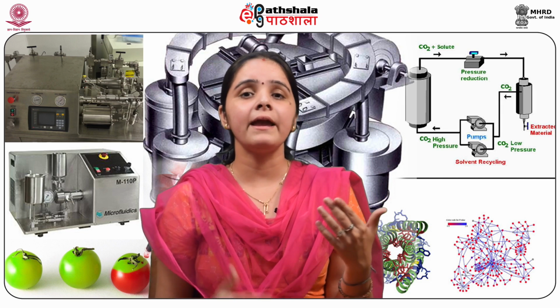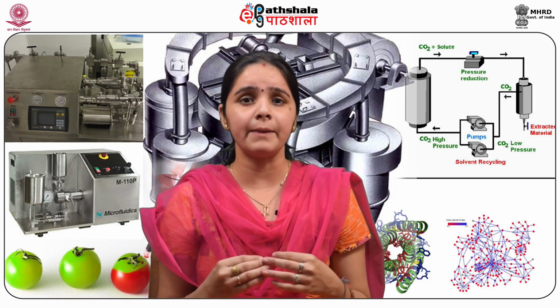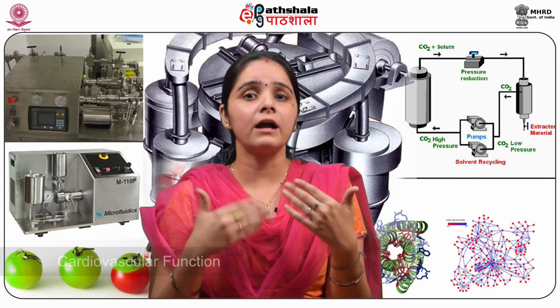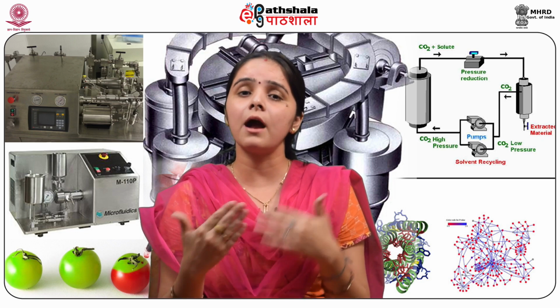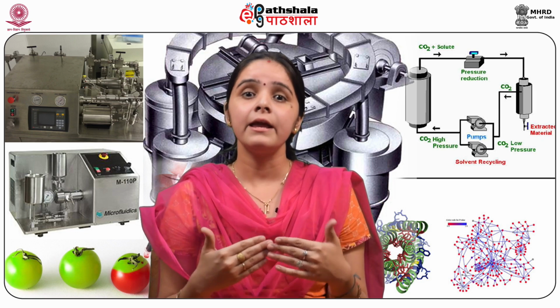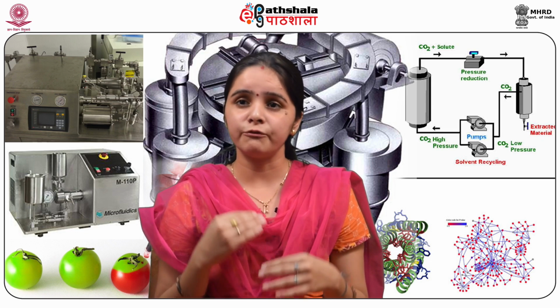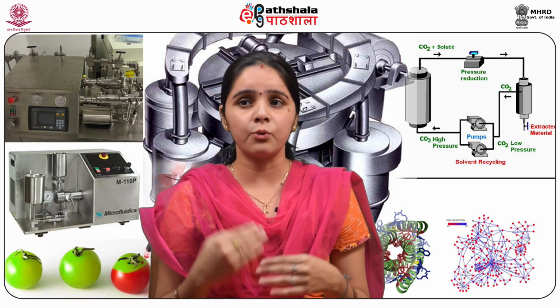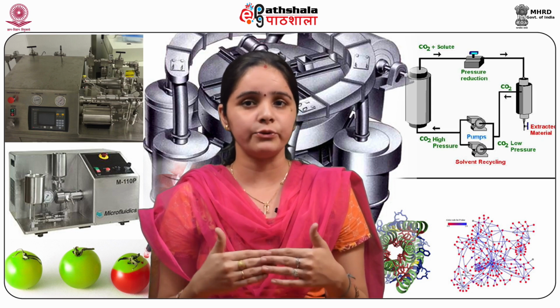Students, these EPA and DHA are very important for proper fetal development, and they also affect the cardiovascular function. DHA is also a key component of the cell membrane and is found in abundance in the brain and retina. It has been found that DHA is required for the development of the brain since childhood.